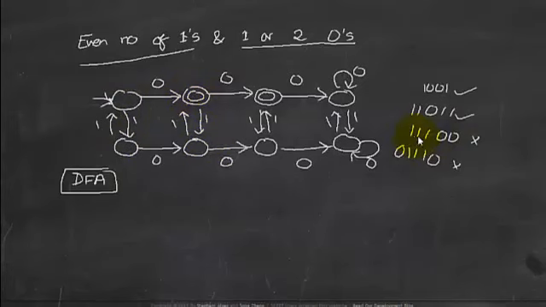Now for this string, there's an odd number of ones and two zeros. Two zeros is fine, but an odd number of ones is not acceptable. So 1 1 1 0 0, we don't reach an accepting state. Same goes for this. So 0 1 1 1 0, we don't reach the accepting state.